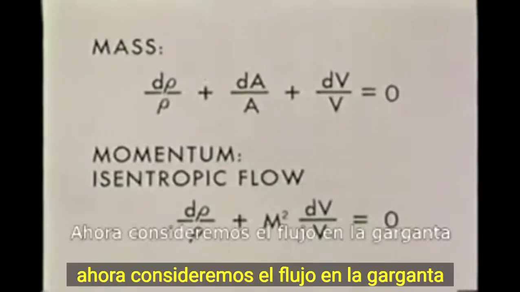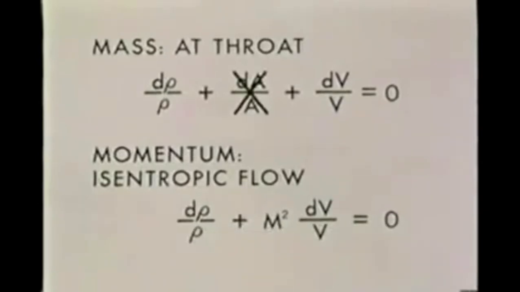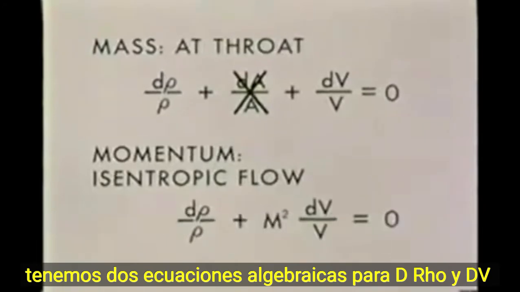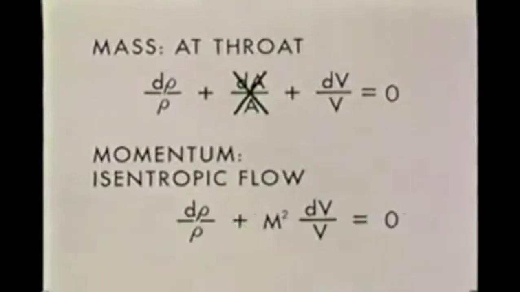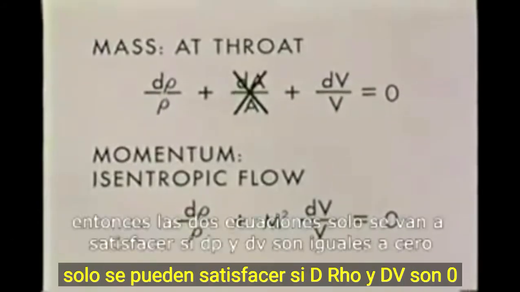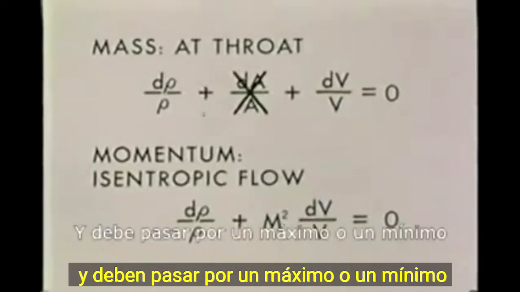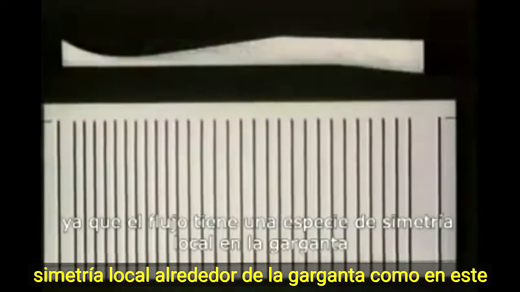Now let's consider flow at the throat, where the area is locally constant. We have two algebraic equations for dρ and dv. Suppose that the Mach number at the throat is not equal to 1. Then the two equations can only be satisfied if dρ and dv are 0. The velocity, density, and pressure are constant near the throat and must be going through a maximum or a minimum there. The flow has a kind of local symmetry about the throat, as in this subsonic case.